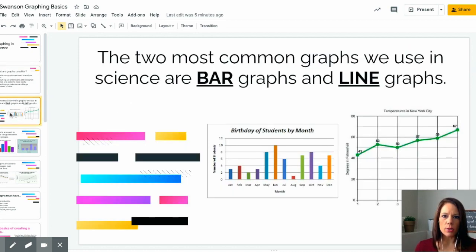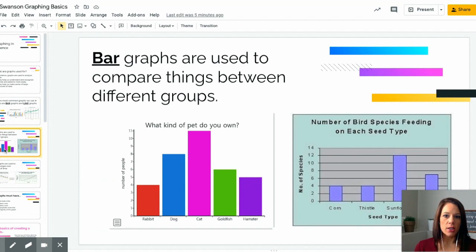In this class, the two common types of graphs that we use are bar graphs and line graphs. Sometimes we use a pie chart or a circle graph, but not a lot. So that's what we're looking at today. Bar graphs look like this. I'm sorry, that one's kind of cut off a little bit, but what bar graphs are usually used for is to compare things of different groups.